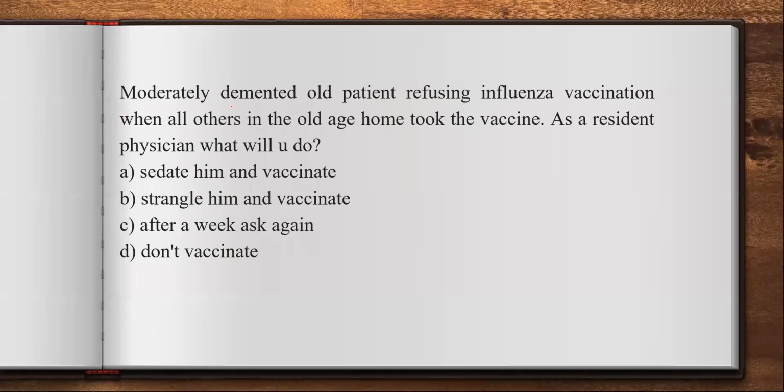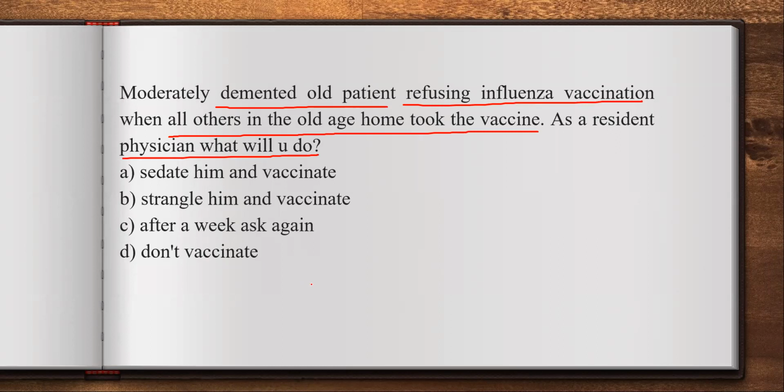Next, a moderately demented old patient is refusing the influenza vaccine when all others in the old age home took the vaccine. As a resident physician, what will you do? Sedate him and vaccinate, strangle him and vaccinate, or after a week ask again, don't vaccinate.